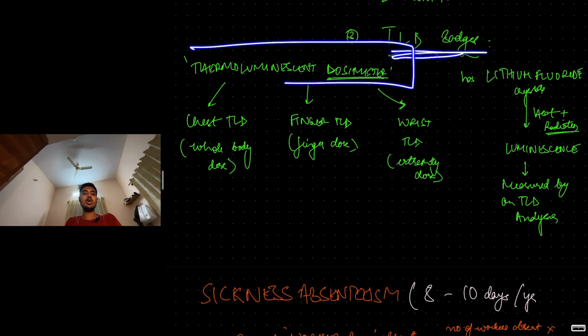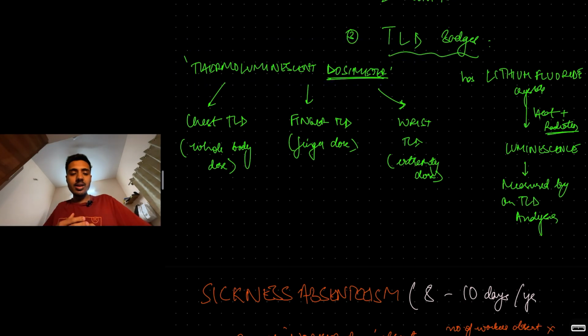thermoluminescent dosimeter. You can have a chest TLD badge to measure the whole body radiation dose. You can have a finger TLD badge to measure the finger radiation dose. You can have a wrist TLD badge to measure the extremity TLD dose. That is about where you place it.